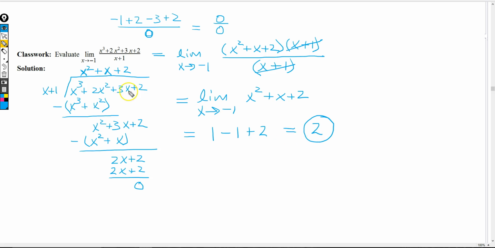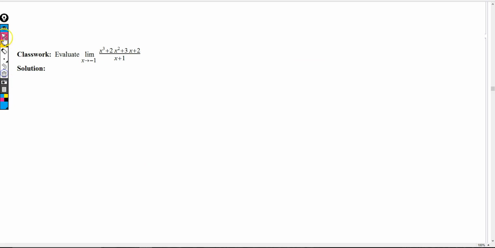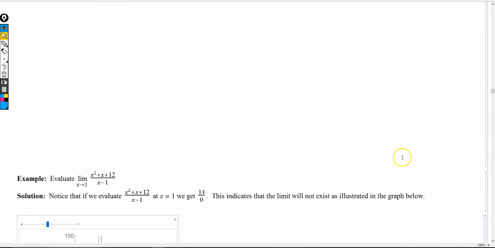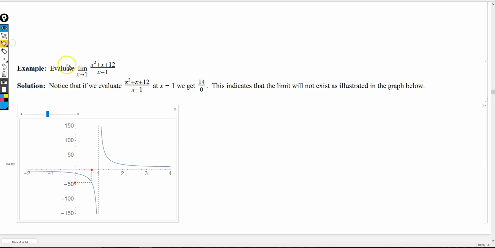All right. Let's take a look at this one. So, limit as x approaches 1 of x squared plus x plus 12 divided by x minus 1. Now, let's plug 1 in here and see what we get. See if we get our 0 over 0 form. Well, if we plug 1 in for x, we get, well, all right, you see what we're getting now is 14 over 0.